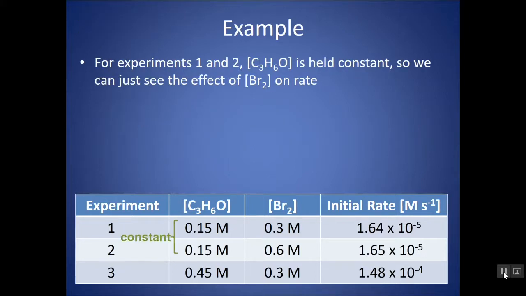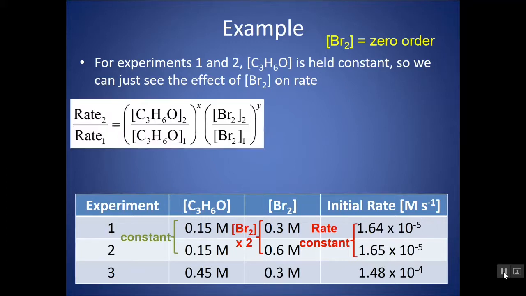So if I want to use trials 1 and 2, I can use those to find out Br2's order. It is doubling there and the rate's constant. Given some experimental error, it's about constant, so we can say Br2 is 0 order.